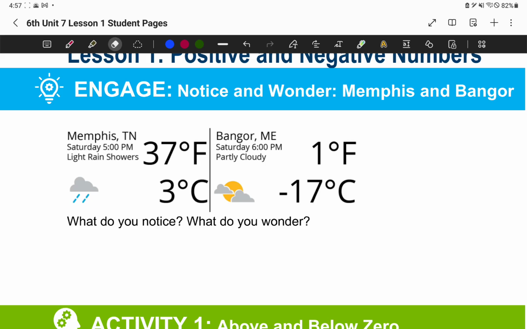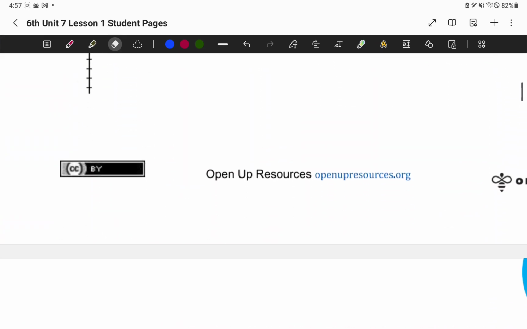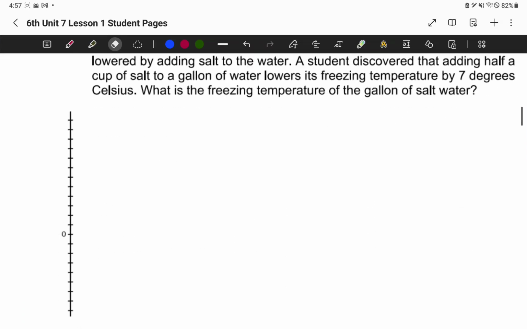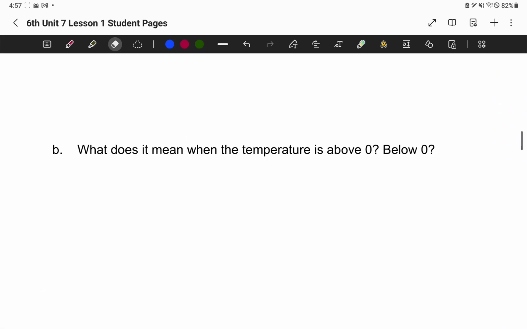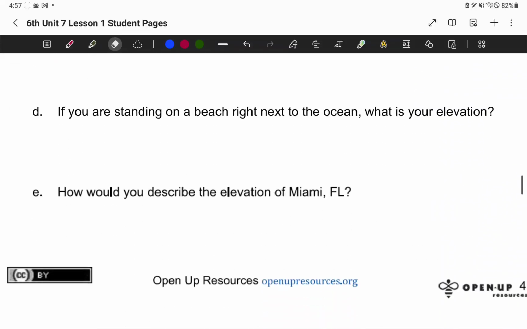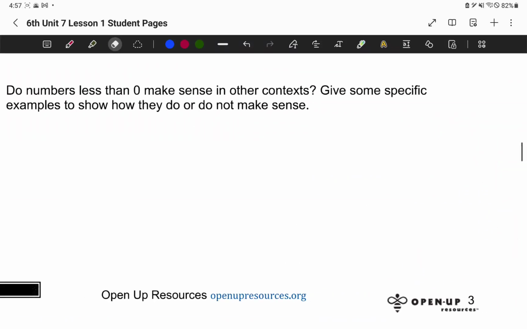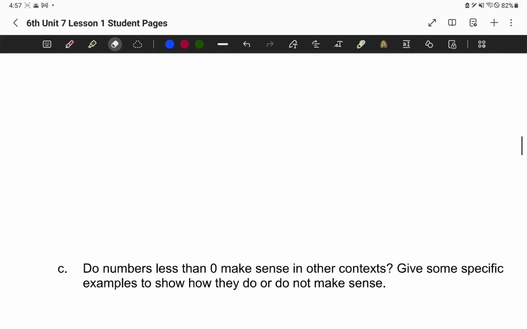Okay, so that's the notice and wonder. Just what do you notice about it? What do you wonder? Now, for activity 1, we're not actually doing it. We're going to skip all the way down to activity 2. Now, this activity starts on page 3. Nope, sorry, page 4.